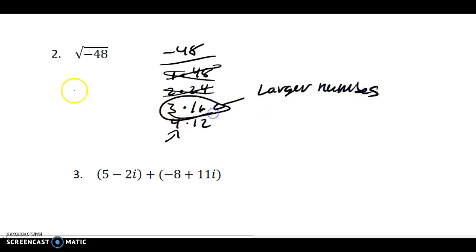So we always pick the larger number. So I'm going to pick 3 and 16. So the square root of 16, square root of 3, and the negative is going to come out as an i. Square root of 16 is 4, and we get root 3.